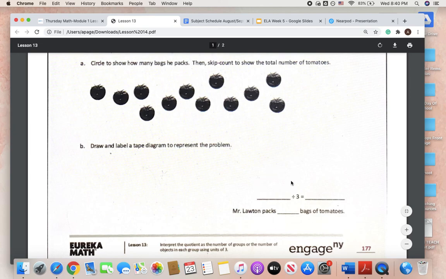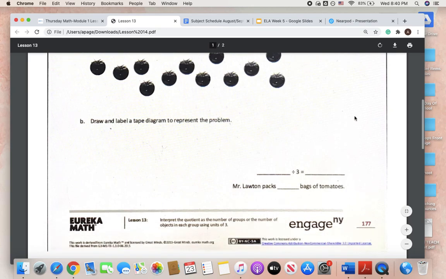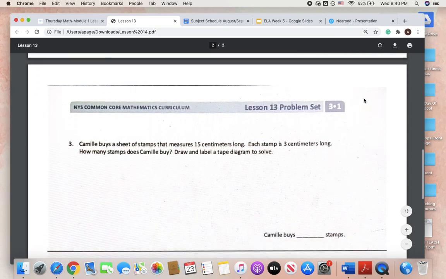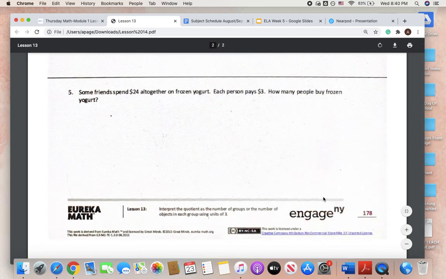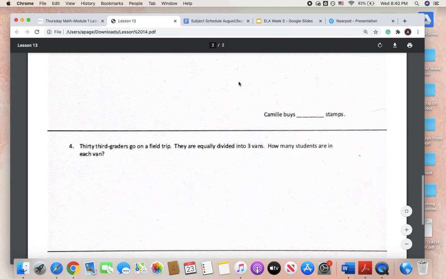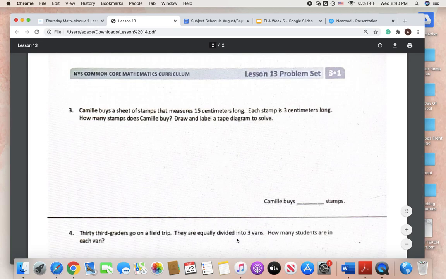How many total tomatoes does he have? Go ahead and count these tomatoes. Divide it into 3 in each group. How many groups does he have? How many bags does he have? Okay. Then you're going to continue down here. You can either do a tape diagram for these last 3, or you can do an array. It's probably whatever works best for you.